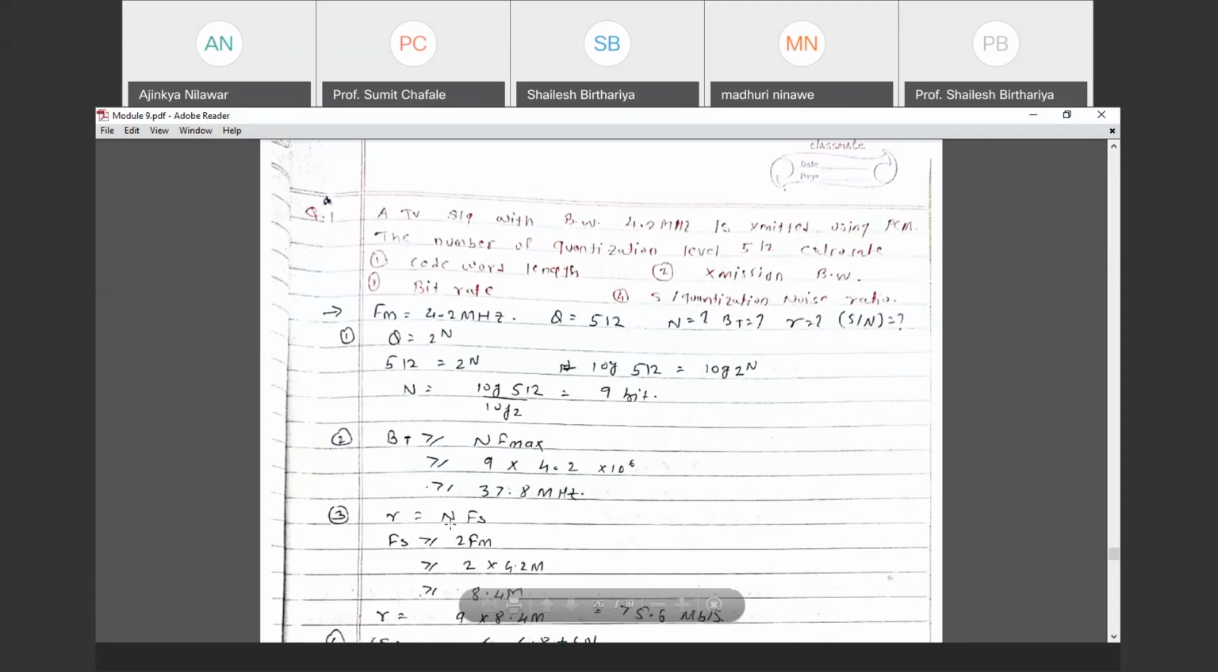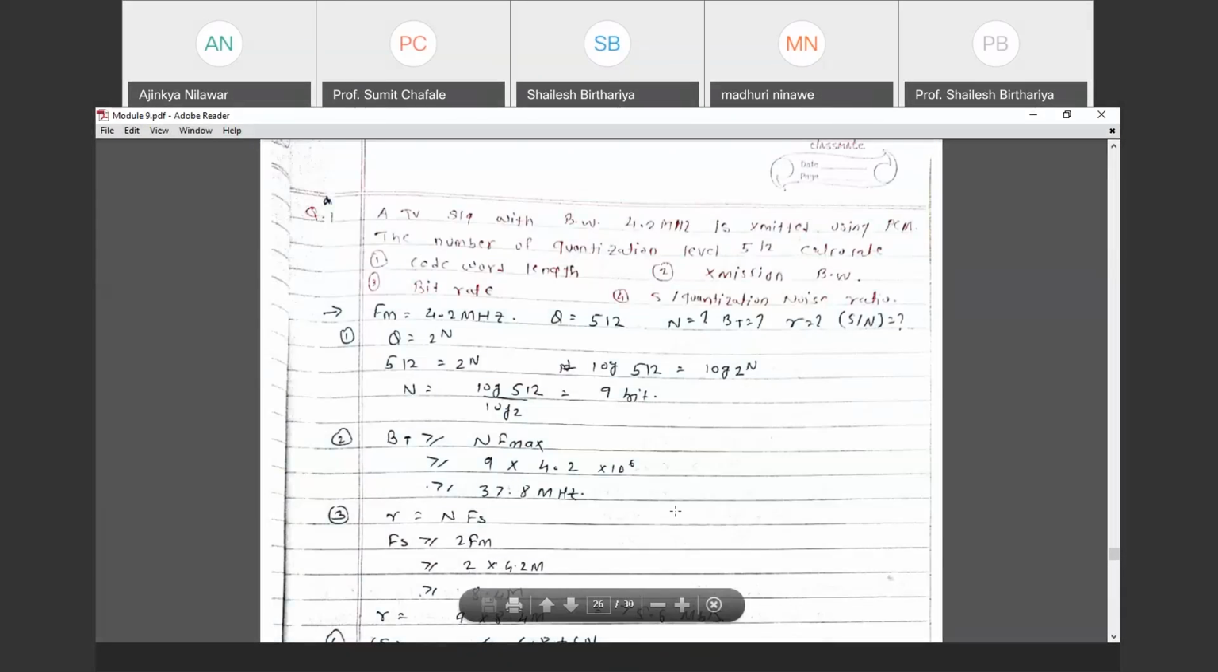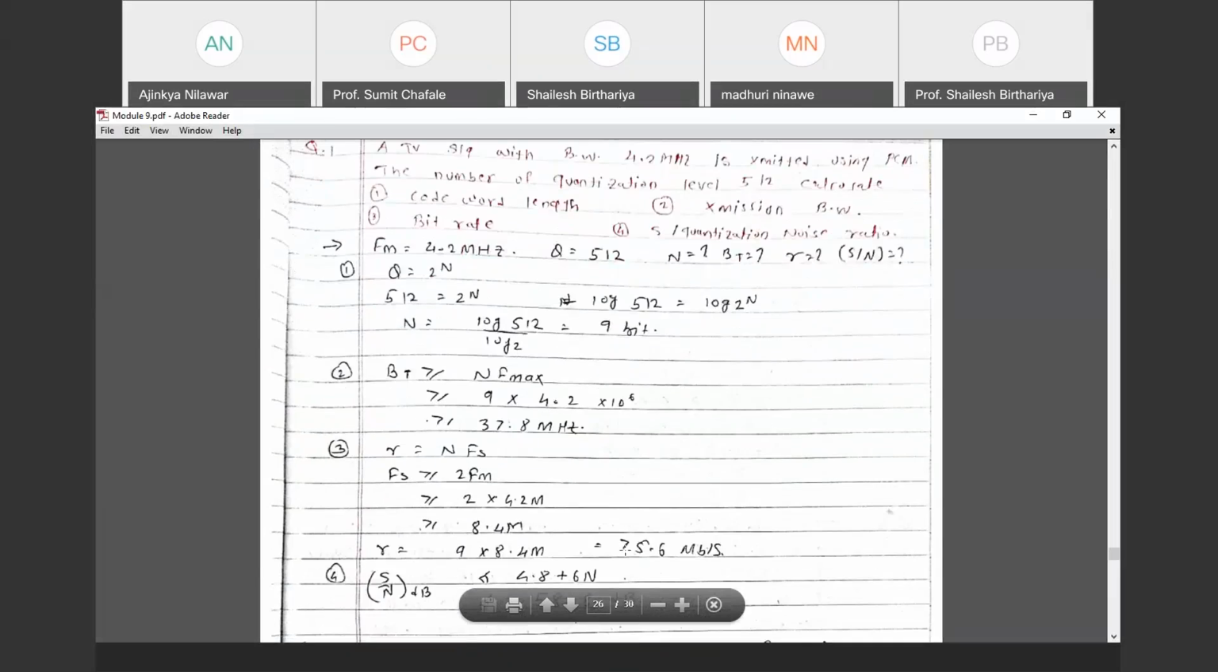Then data rate is given by N into Fs. Fs, the sampling frequency, is not given, but you know what the sampling frequency is: twice of Fmax. Since here we have Fmax 4.2, we just put in the values and get the result. That is, data rate is 75.6 Mbps, that is megabits per second.